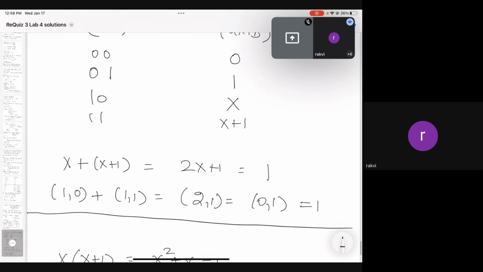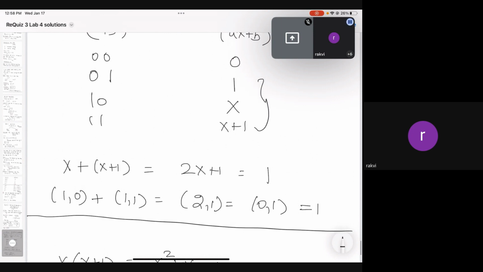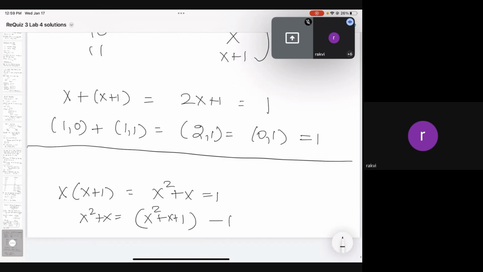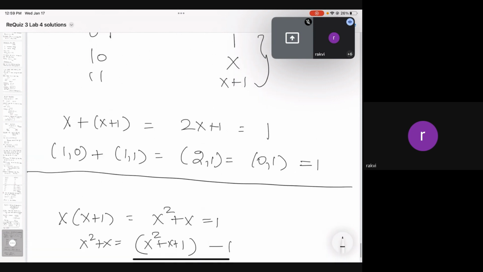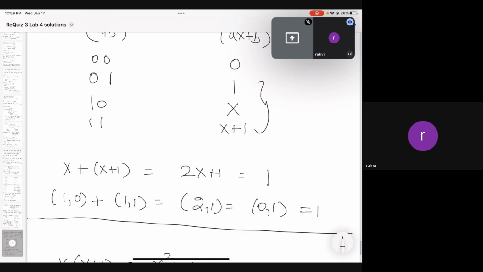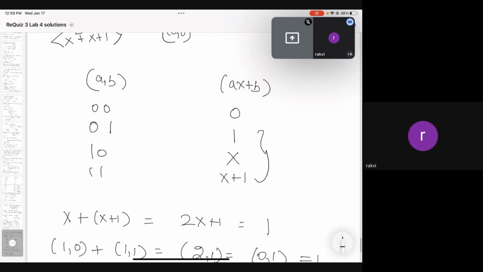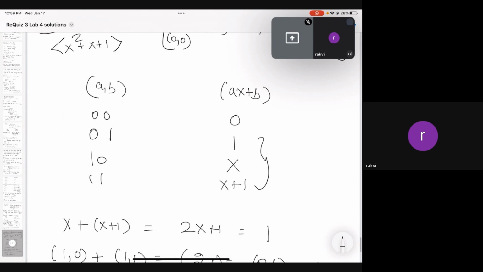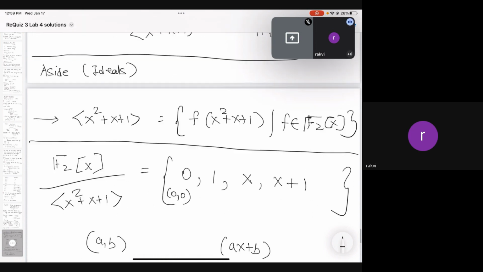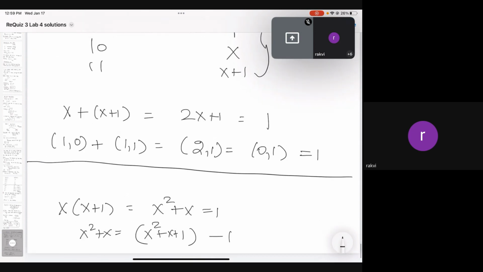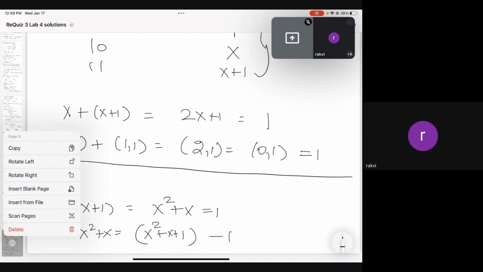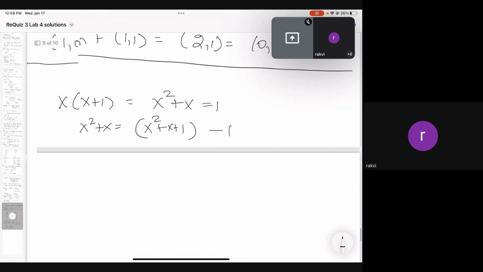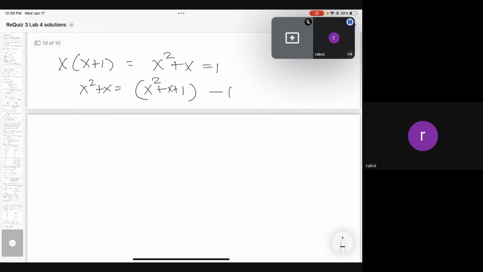And then you can also check that each of these non-zero elements have an inverse. So for example, 1 is inverse of itself. X's inverse is x plus 1, because x times x plus 1 is 1. X plus 1 inverse is x, and so on. And so yeah, this is in fact a field. Just an example. In general, the same thing would hold. So this was an example of F4, right? Same thing would hold for F8 also.